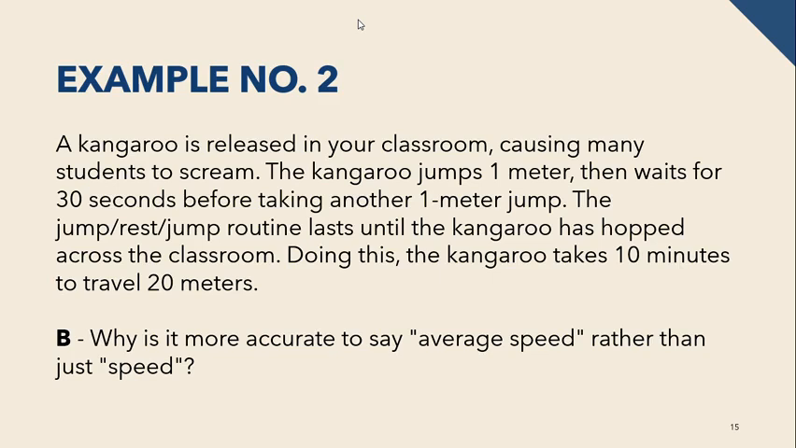Now, if you use the word average speed, then you're just calculating the speed at which the kangaroo would go to cover 20 meters in 10 minutes if he was going at a constant speed. In other words, it's the average of the various speeds that he was traveling. But since the kangaroo was traveling at various speeds, we should not use the word speed, because that makes it seem like he was going at that speed the whole way through, which is not the case.